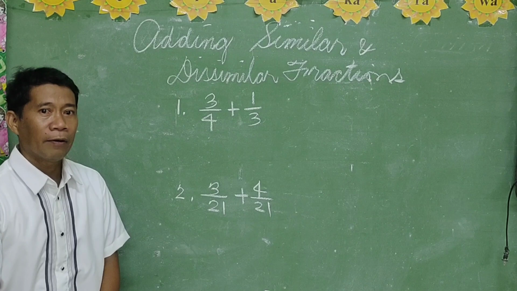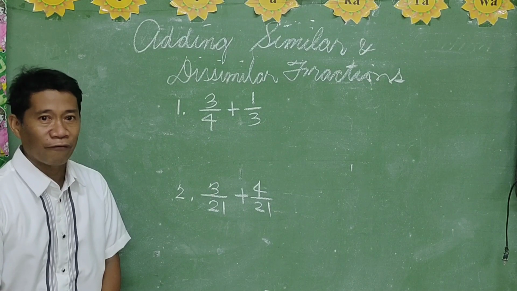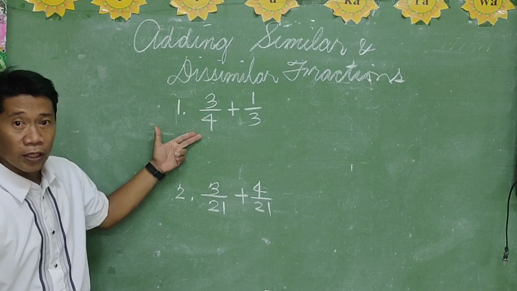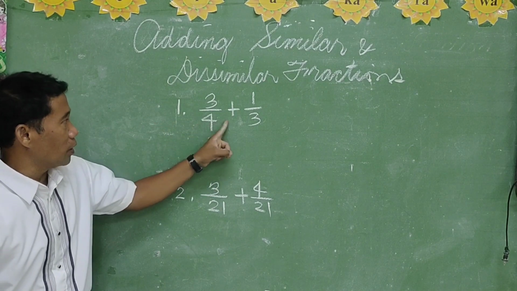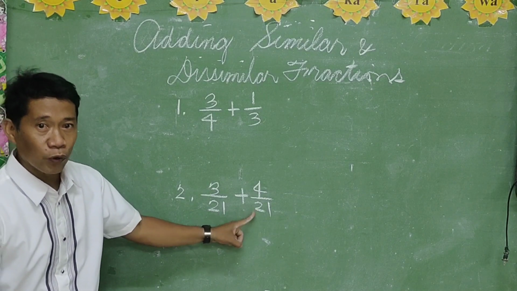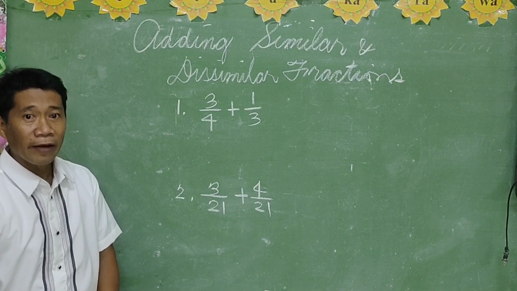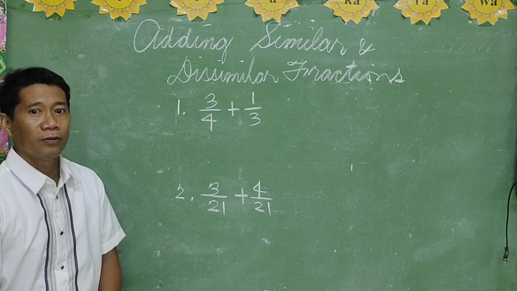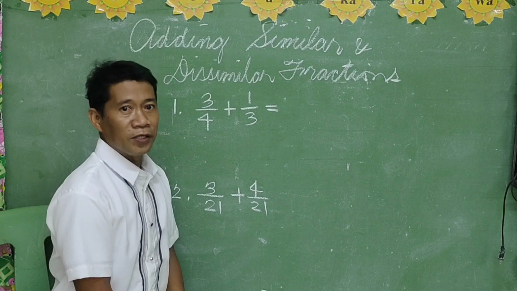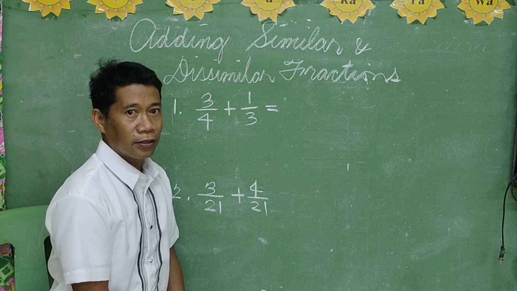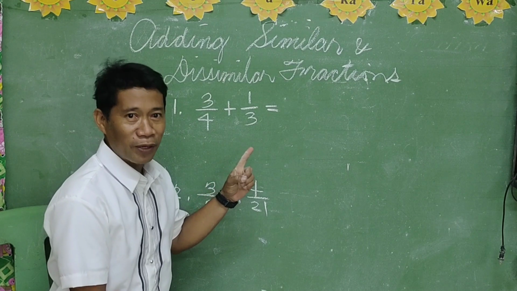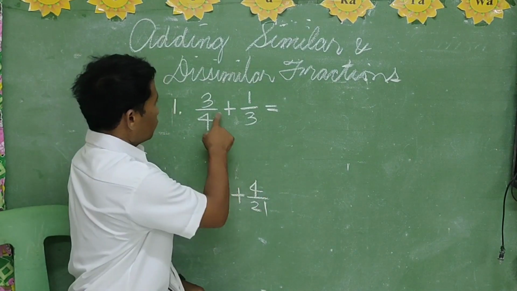Now you've learned about adding similar and dissimilar fractions. Please try to solve this following example. 3/4 plus 1/3, then 3/21 plus 4/21. You can pause this video. Now we are going to see if your answers are correct or right. We are going to solve this one by using the cross multiplication.